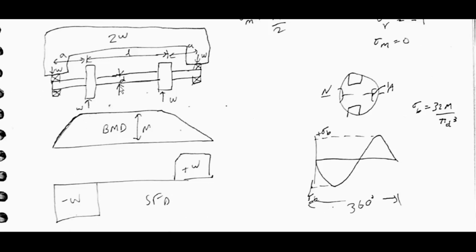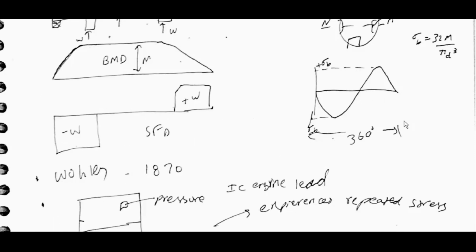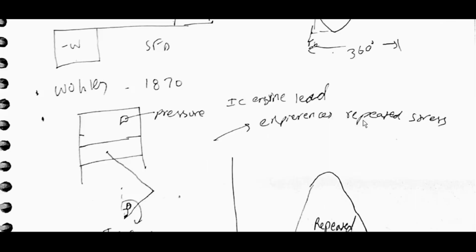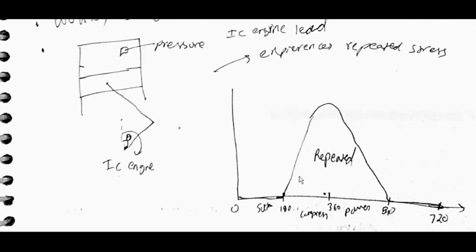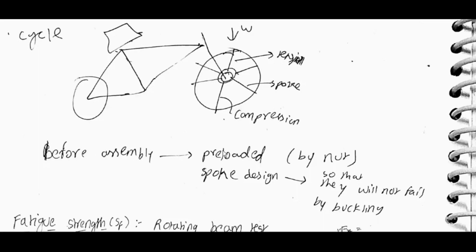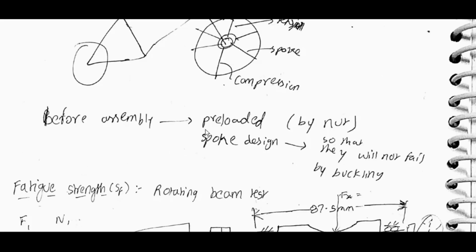Bending moment diagram will be like this, shear force diagram will be like this, plus σ, minus σ over 360 degrees. Wöhler, 1870. In an IC engine, the pressure experiences repeated stress, from 0 to 180 suction, nothing, then compression; repeated stress will be there again. Cycle before assembly: preloaded by the nut, spokes are designed so that they will not fail by buckling. Compression, tension, already compressed.